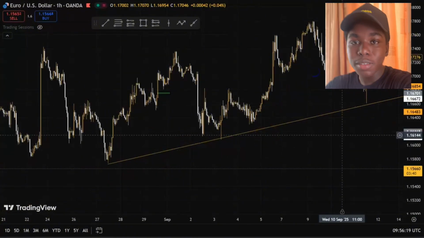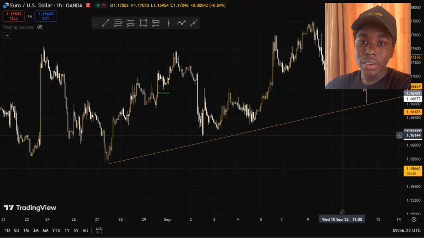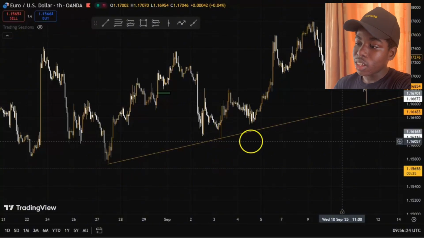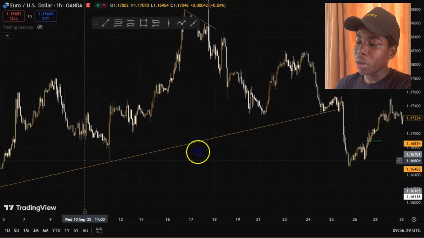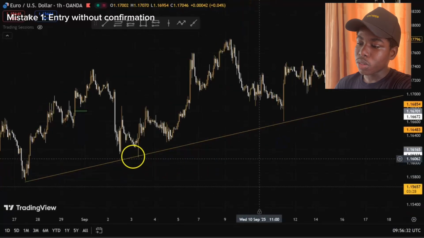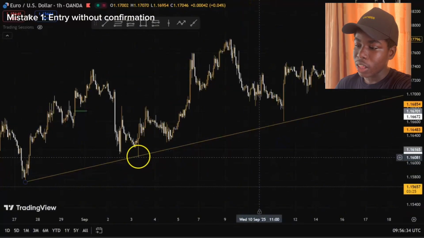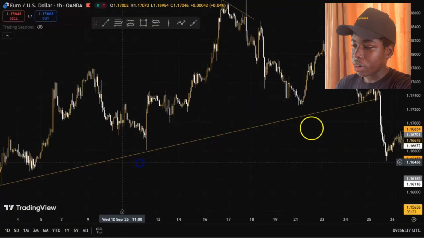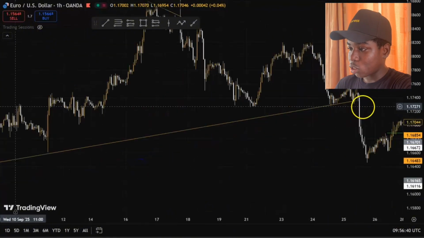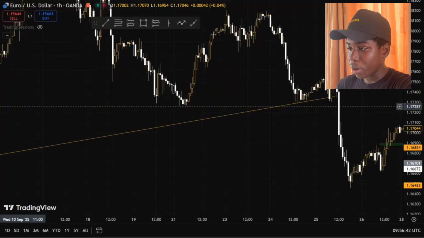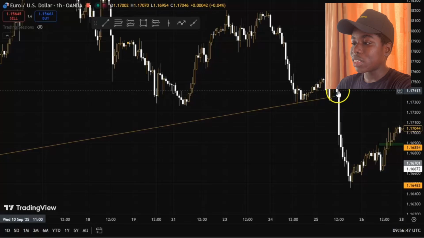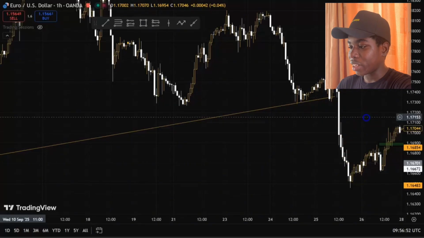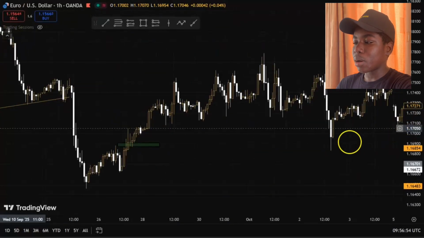The first mistake that traders make when using trend lines is that they automatically assume and enter without any confirmation. You'll be like, oh, the second time price came to touch here, there was a bounce. Third time there was a bounce. Even the fourth time, there was a bounce. So the fifth or sixth time, he goes long without any bullish rejection or bullish wick. But see what happened. Price flashed down. Let's look for another example.